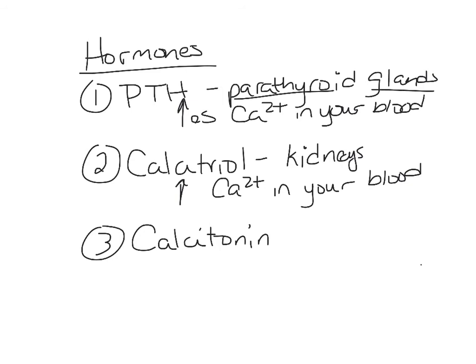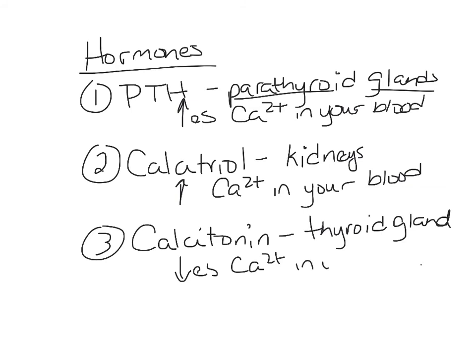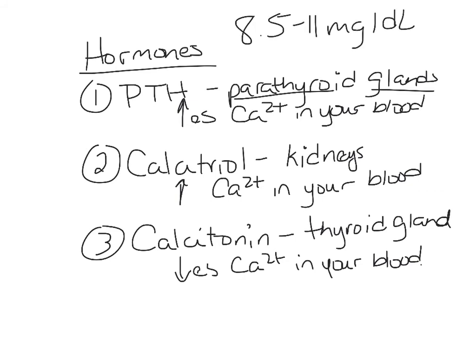Calcitonin is from the thyroid gland. That's the gland in your neck just below your Adam's apple. And calcitonin decreases calcium in your blood. So together, these 3 hormones are able to keep your calcium levels right where they're supposed to be, between 8.5 to 11 milligrams per deciliter. That's how much you should have in your blood, right? So these hormones help to keep it that way.